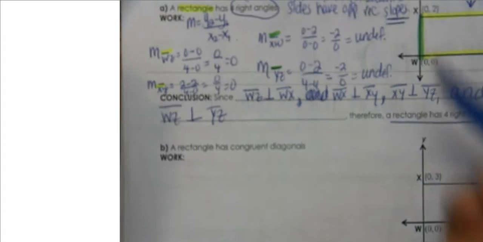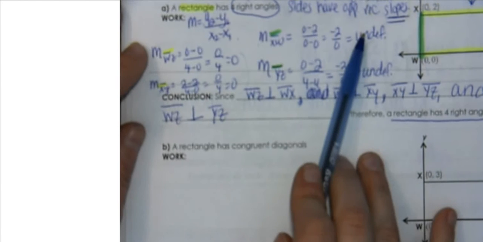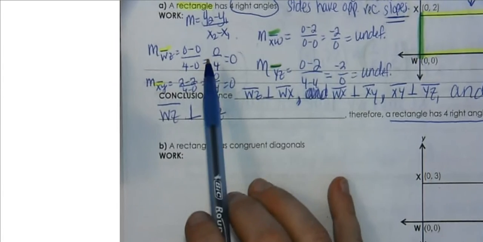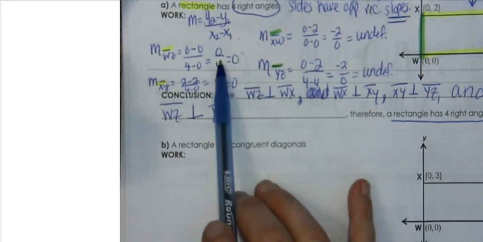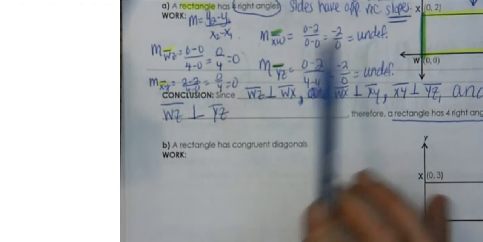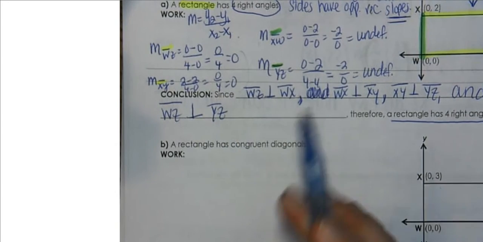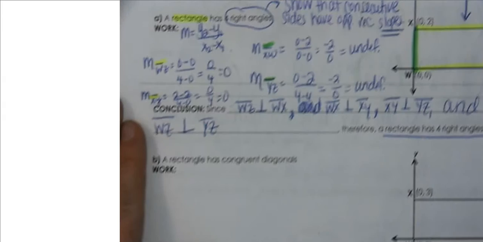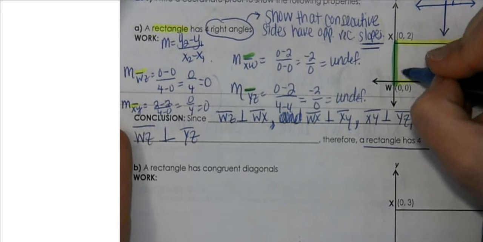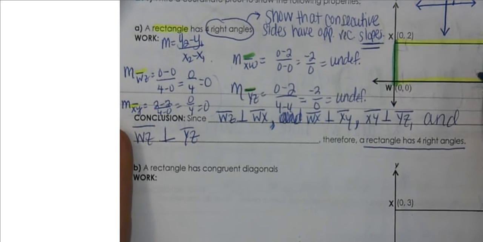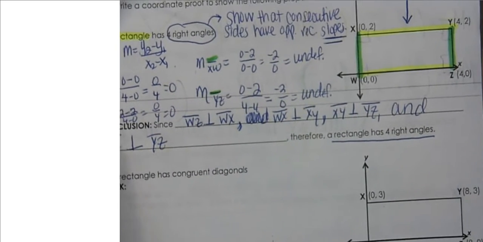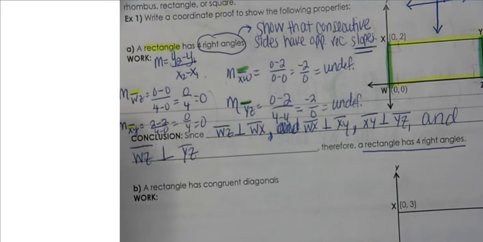So what I was saying is that I'm taking all of these slopes, and what I'm noticing is that 0 would match with an undefined. They would be perpendicular, perpendicular, perpendicular, perpendicular. So an undefined slope would match with a 0 slope. And so I was just going all the way around just to say that all of these angles would be right angles since all of the side lengths would be perpendicular to each other.